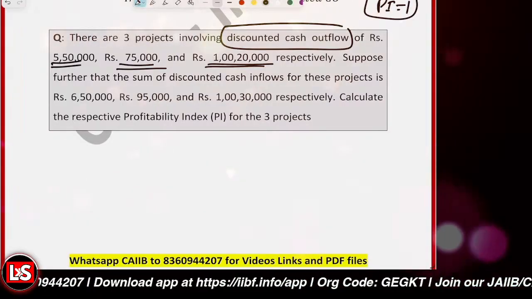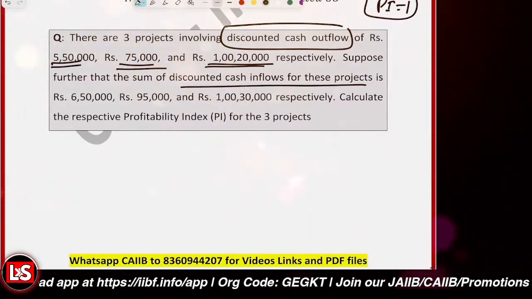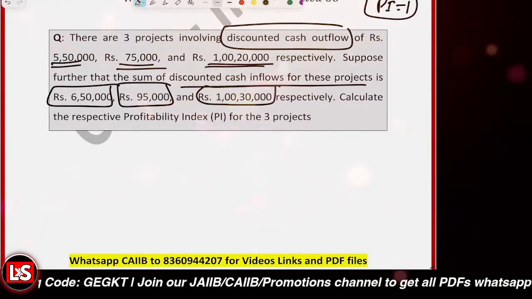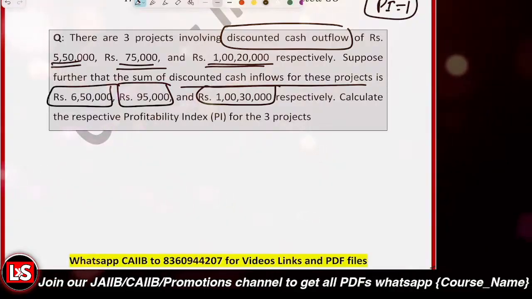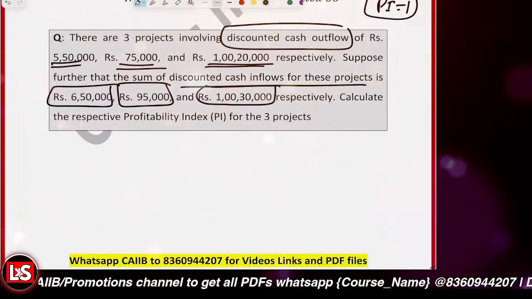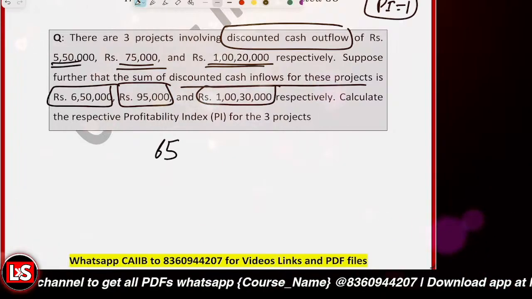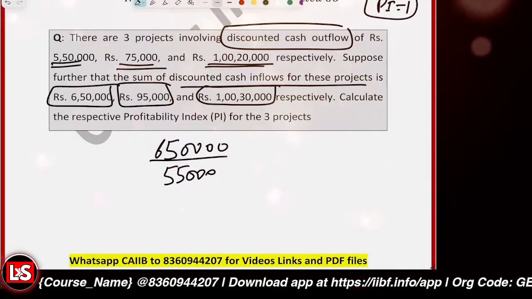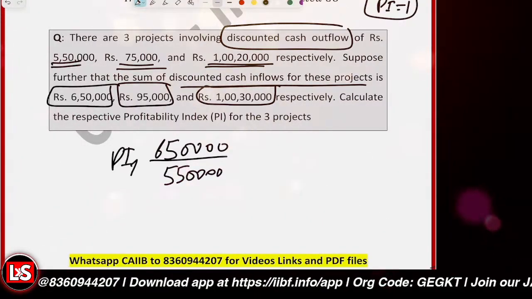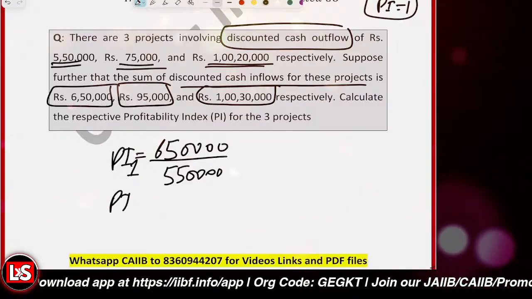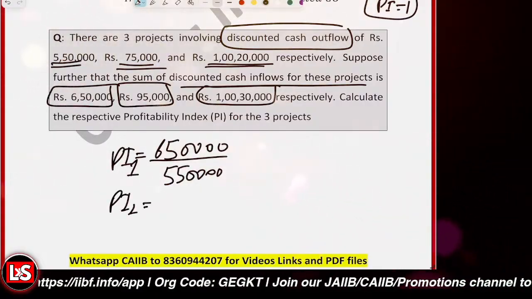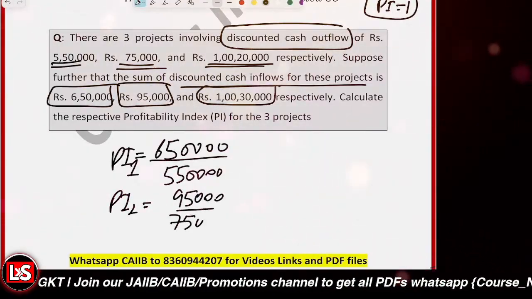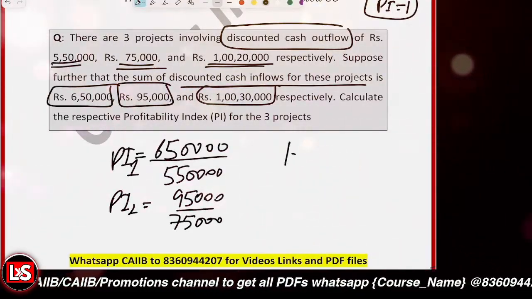Okay. And suppose that further the sum of discounted cash inflows are 6,50,000 in the first case, 95,000 in the second one, and 1 crore and 30,000 in the third one. So first we will calculate the profitability ratio. That will be 6,50,000, because the cash inflows are in the numerator, divided by 5,50,000. That is PI1, right? And PI2 would be equal to 95,000 divided by 75,000. And PI3 would be calculated the same way.